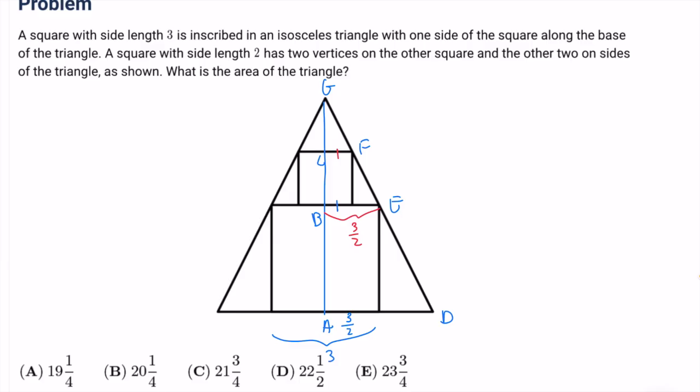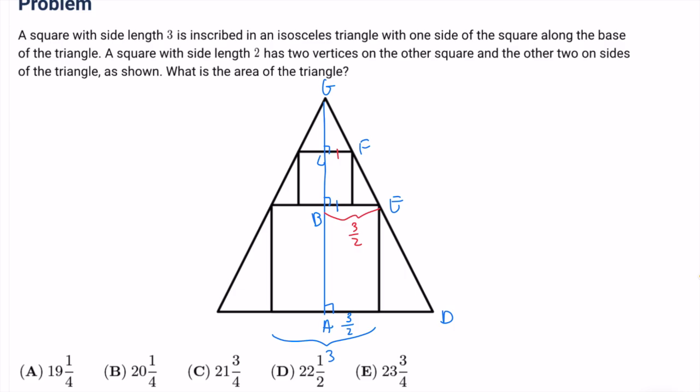We have triangles GCF, GBE, and GAD. These are 3 similar triangles by angle-angle similarity, and that's because they all have a right angle and they all share the common angle AGD. So I'm going to first look at the 2 smaller triangles, triangle GCF and GBE.